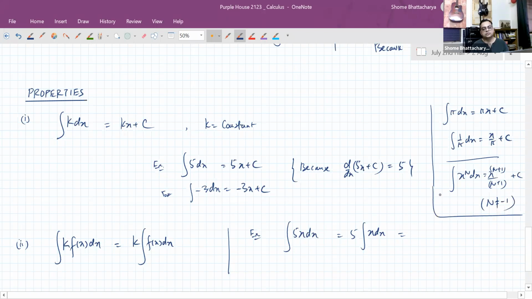Invoking this formula now, this will become 5 into, now x's power here is 1, so it's x to the power 1 plus 1 divided by 1 plus 1, this whole thing plus c. As you can see, this becomes 5 by 2 x square plus c. And it's quite easy to check that this is the antiderivative of this function, because if you were to differentiate this, you'd get 5x, whatever the value of c is.